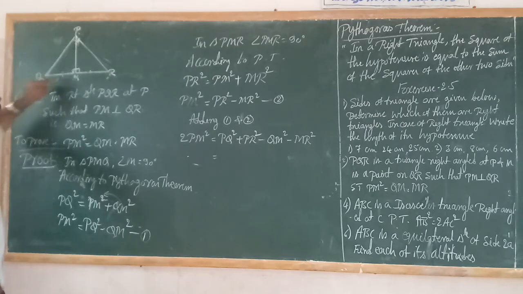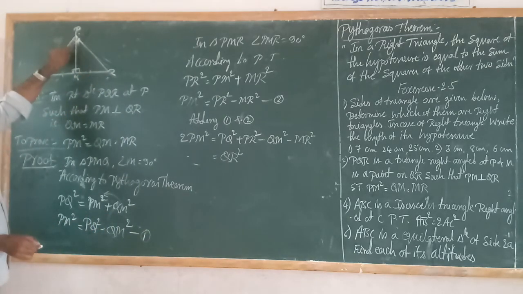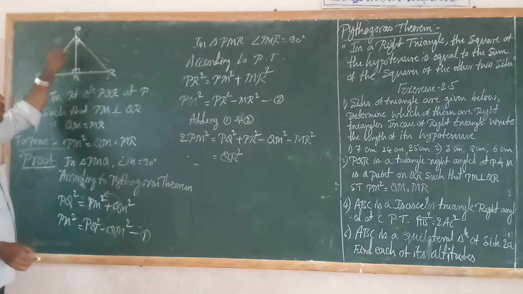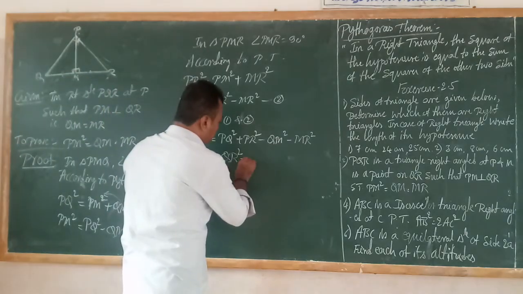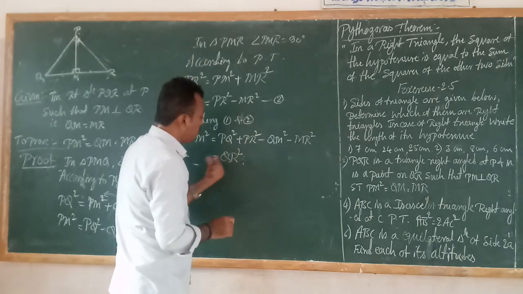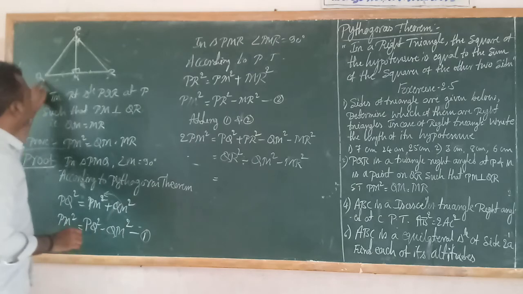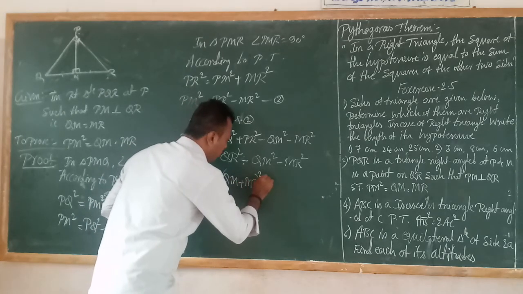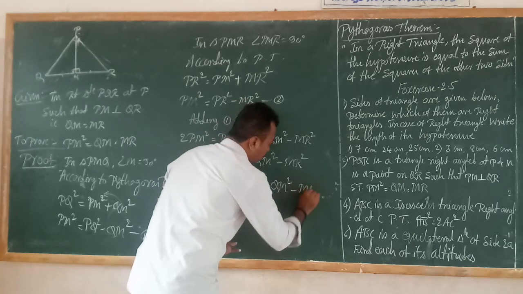Shall we write it as QR square? QR square, because PQR is a right angle triangle at P, QR is the hypotenuse, and the square of the hypotenuse is equal to the sum of the squares of the other two sides. Therefore, PQ square plus PR square equals QR square. Got it? So 2PM square is equal to QR square minus QM square minus MR square. Now, QR can be written as QM plus MR, whole square, minus QM square minus MR square.